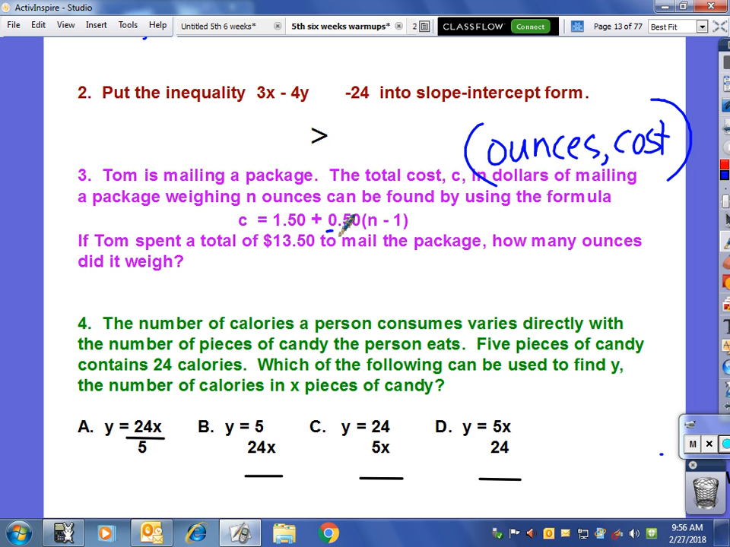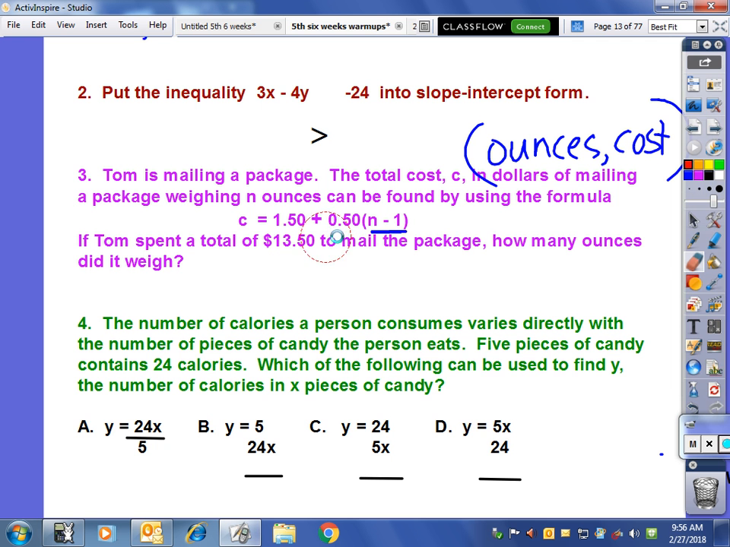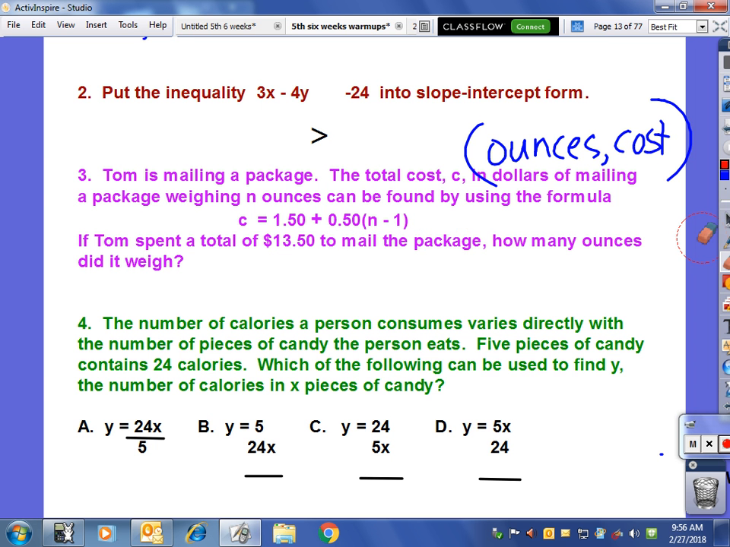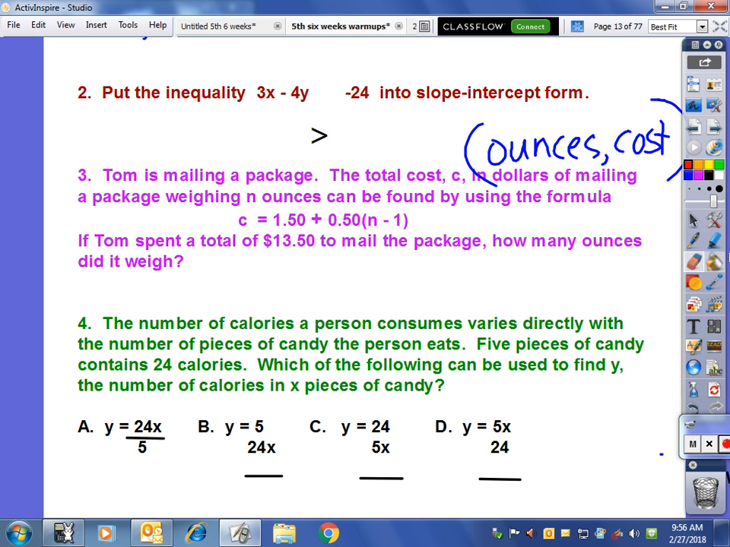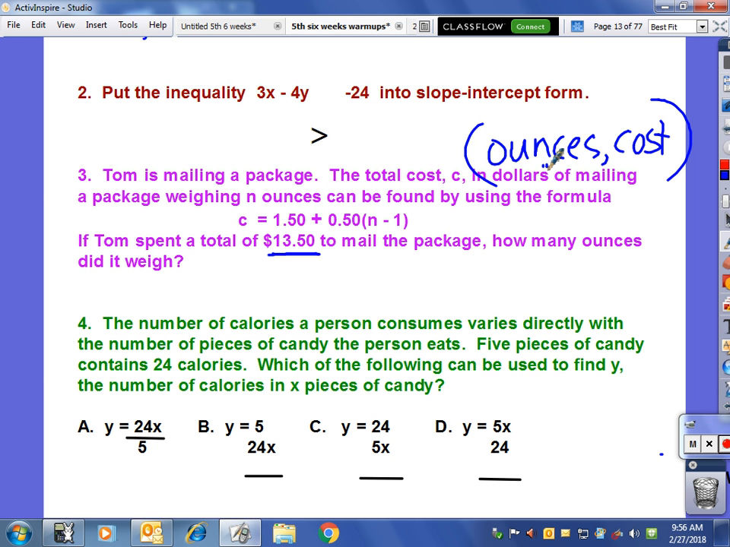And we are going to talk about why they're doing this in just a second, but let's just look at the question it's asking. It says if he spent $13.50, how many ounces did it weigh? So are they giving me an X or a Y right here? That's a Y. The X's are ounces. The Y's are cost, and they're asking me how many ounces did it weigh? How many N's did it weigh if the cost was $13.50?